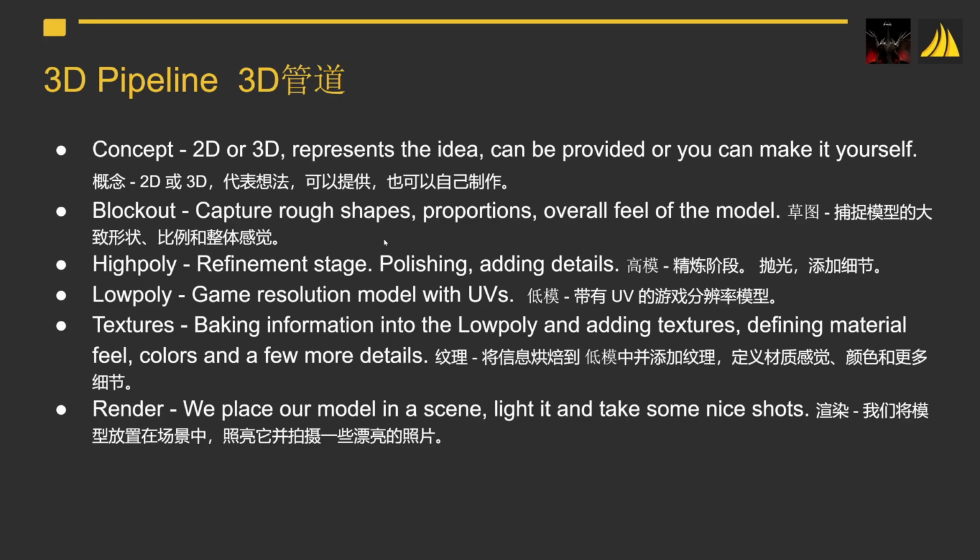The block out, you capture rough shapes, proportions, overall feel of the model. Essentially, it's the silhouette and the rough anatomy. You don't need any details or anything to define. In the high poly stage, we just refine the block out, we polish it, we add details, clean up the model, make sure it's prepared for baking, or if you're working for cinematics that you have your UVs on there, everything is clean, and you can just start projecting all those details onto a functional mesh essentially.